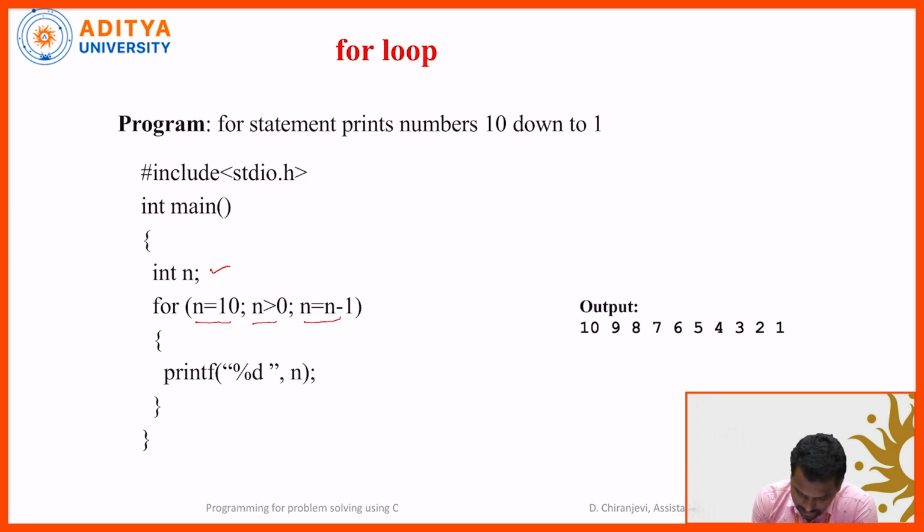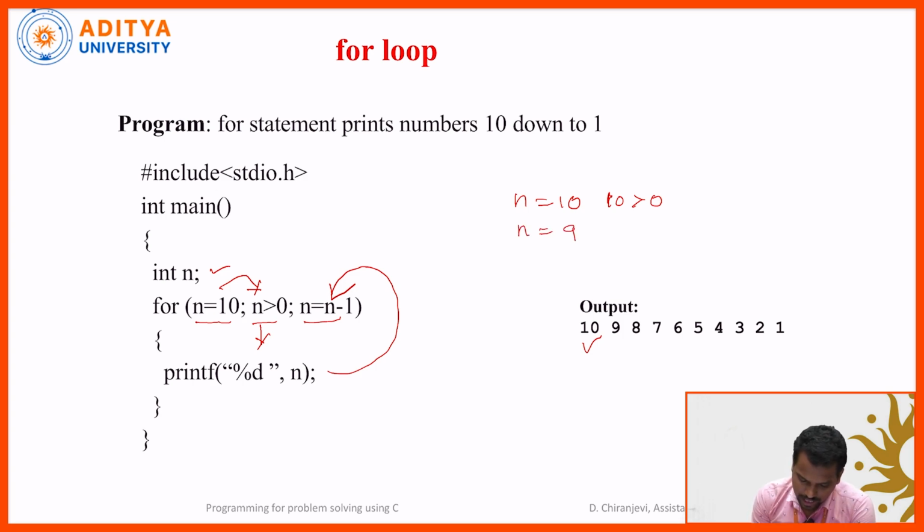Initially the n value is 10. Now it will check n greater than 0, so 10 greater than 0. If it is true, control will be transferred to the body. So from initialization it went to the condition, and since the condition is true, control transfers to the body. Now it prints the n value, so 10 is printed. From here control is again transferred to updation. Now n equal to n minus 1, so the n value becomes 9. From here again it transfers to the condition. Now n is 9, so 9 greater than 0 is true.